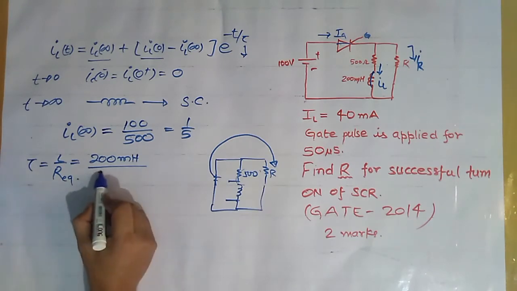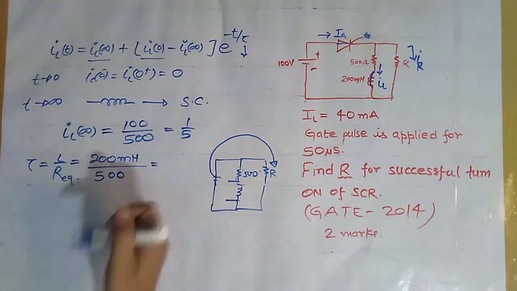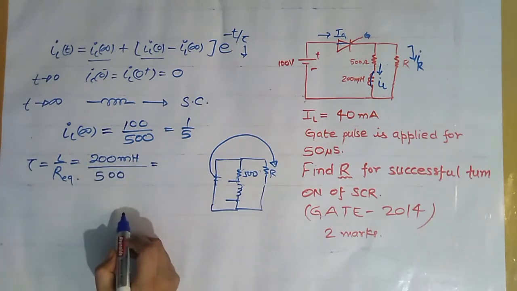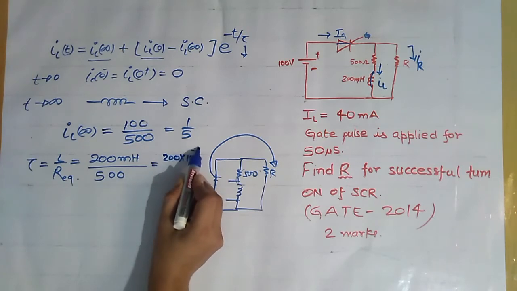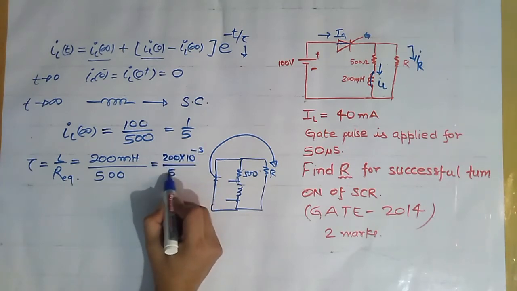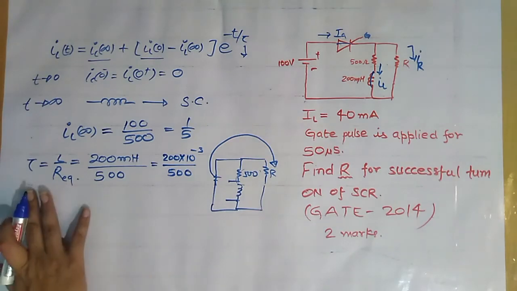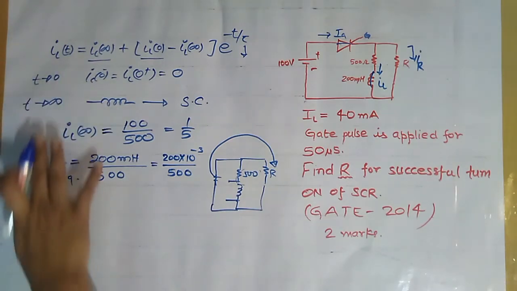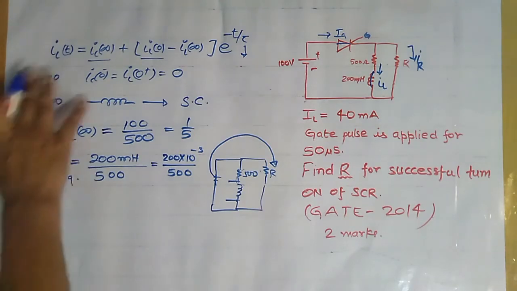So divide it by 500, we get tau is equals to 200 into 10 to the power minus 3 by 500. Okay, now we have to find the IL0, IL infinity and tau. Now we can easily write the equation of inductor current.